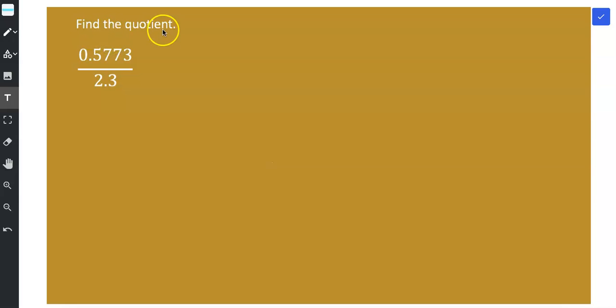Find the quotient. Before I read this decimal value, I'm going to go ahead and count out my decimal places. Tenths, hundredths, thousandths, ten-thousandths. So this would read 5,773 ten-thousandths divided by 2 3/10. The numerator is the dividend, and the denominator is called the divisor.